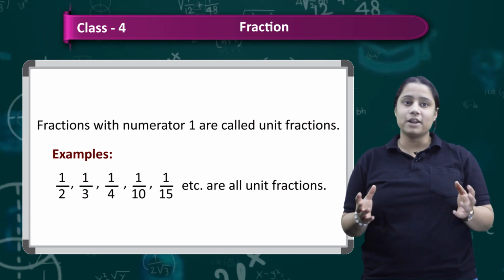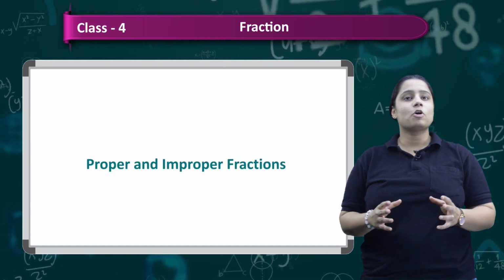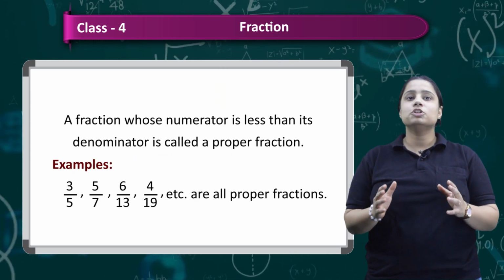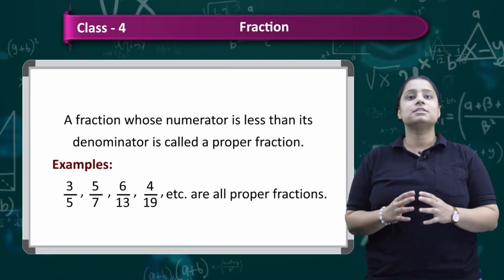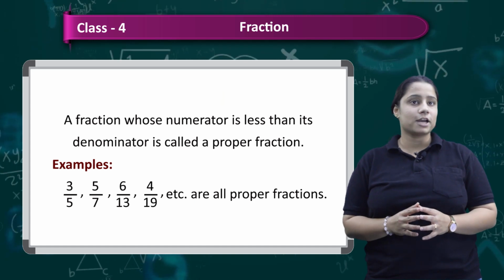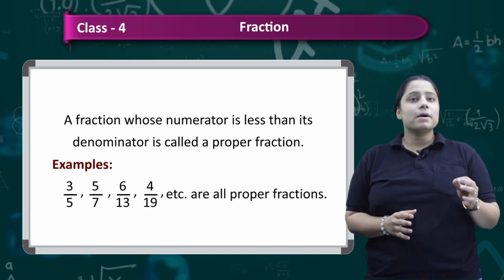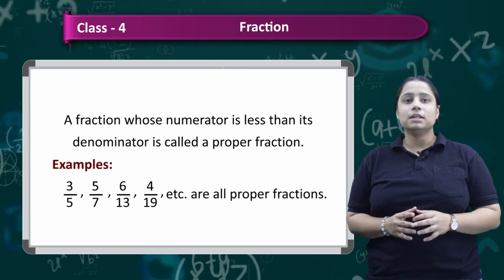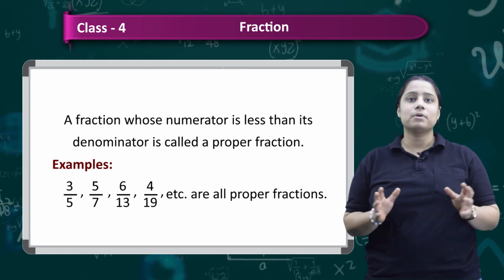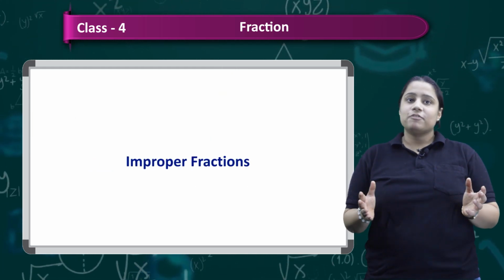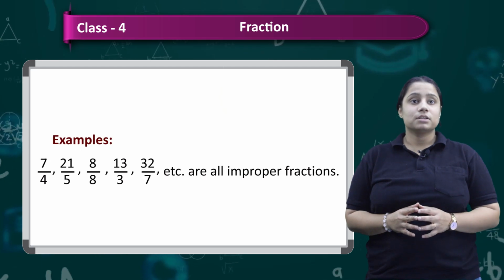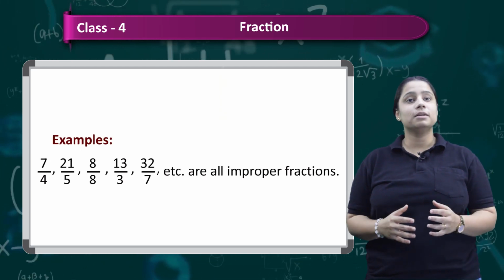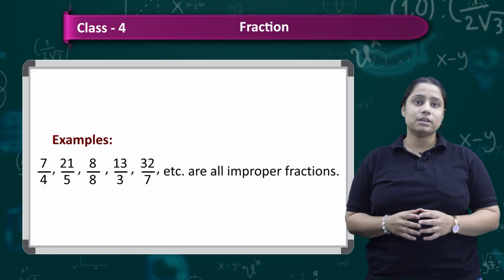are all unit fractions. Proper and improper fractions. Proper fractions. A fraction whose numerator is less than its denominator is called a proper fraction. Examples 3 by 5, 5 by 7, 6 by 13, 4 by 19, etc. are all proper fractions. Improper fractions. Examples 7 by 4, 21 by 5, 8 by 8, 13 by 3, 32 by 7, etc.